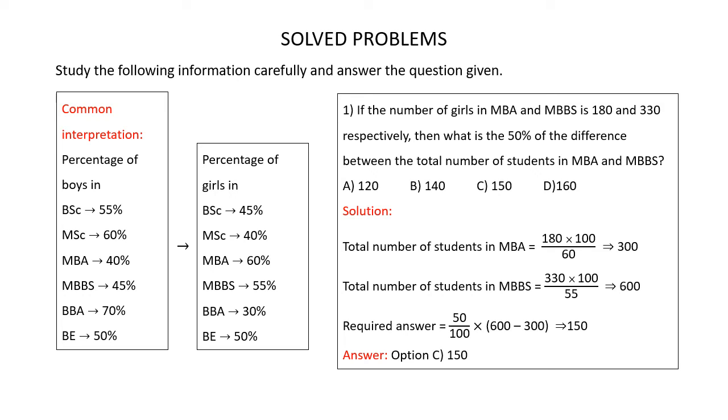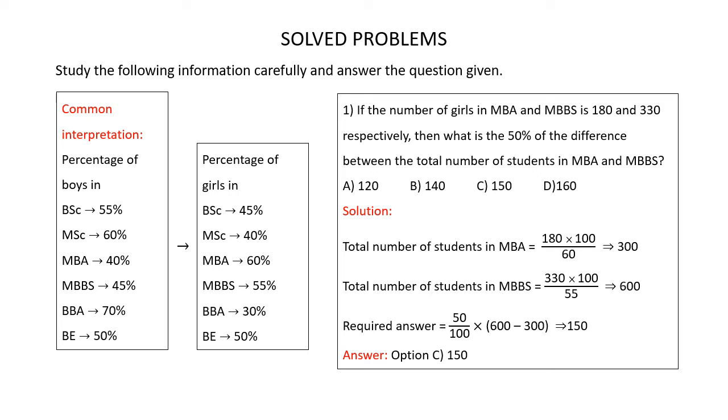Similarly, it's given that the number of girls in MBBS is 330. From this common interpretation, we know that the percentage of girls in MBBS course is 55%. This means if there are 55 girls in MBBS course, then the total number of students in MBBS course is 100. So if there are 330 girls in MBBS course, then the total number of students in MBBS is equal to 330 multiplied by 100 divided by 55, which is 600.